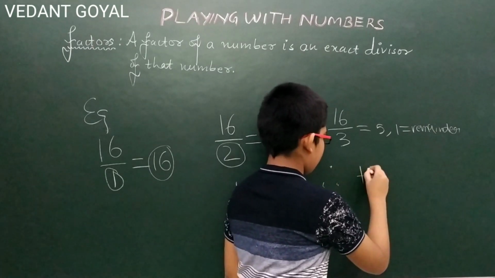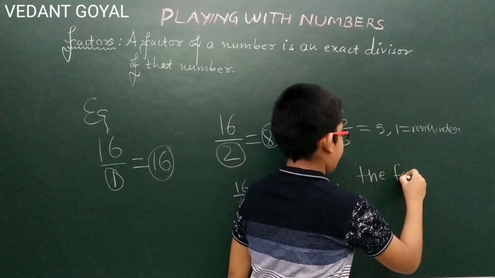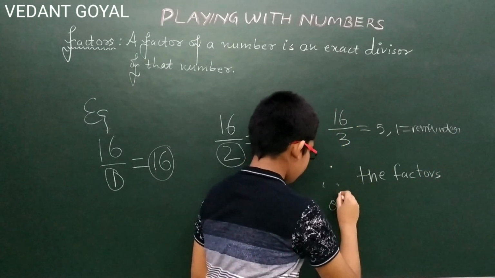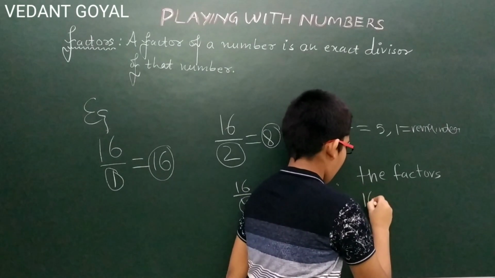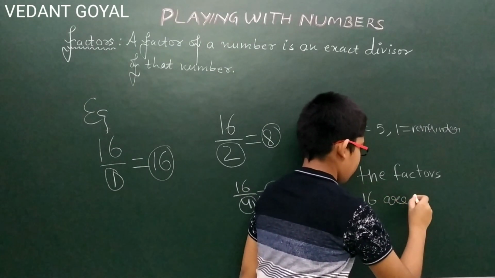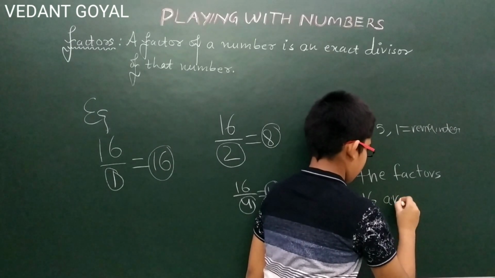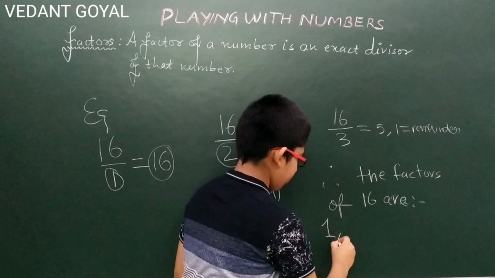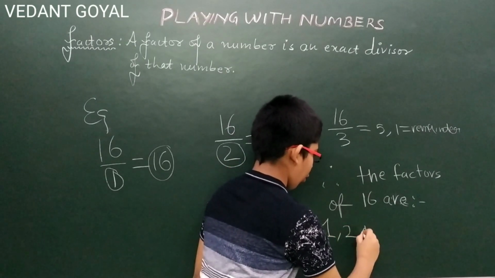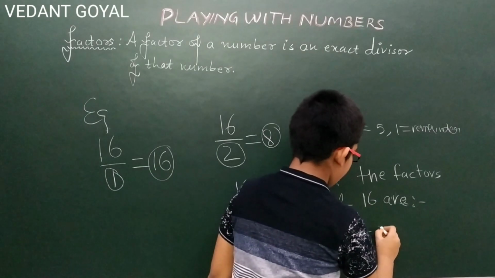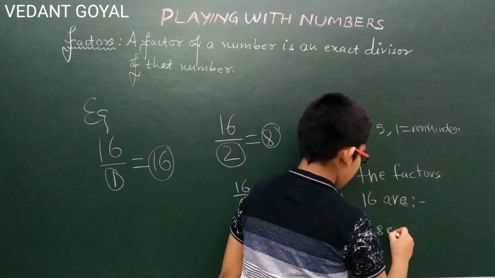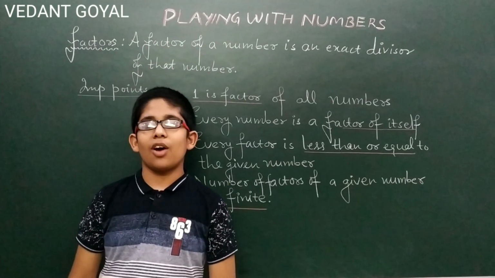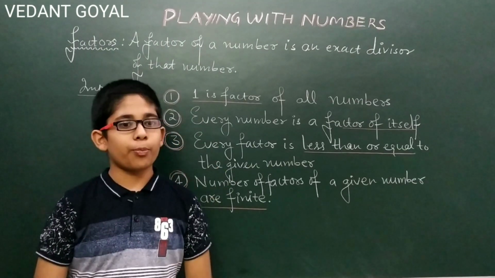Therefore, the factors of 16 are 1, 2, 4, 8 and 16. Understood? Now what we can conclude is these 4 points.